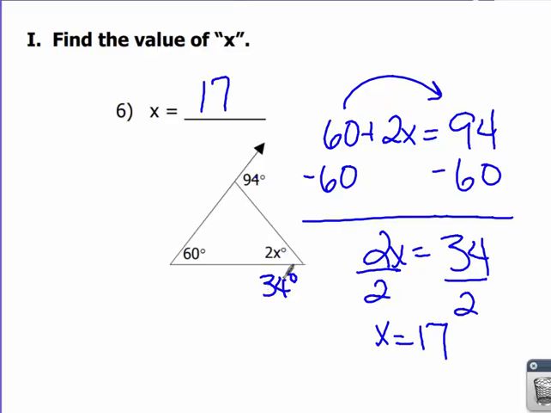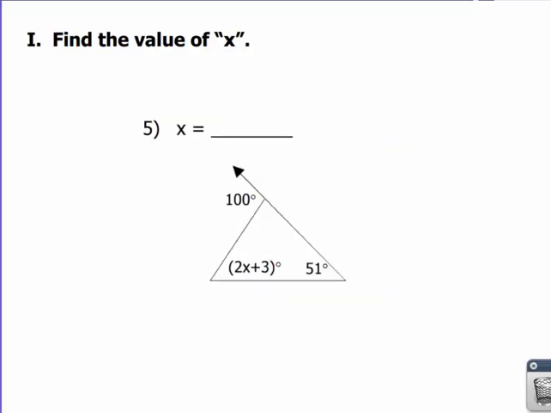Okay. So let's try one more. One more, a little bit more challenging. Let's see if we can do this one. I'll pause the video and see if you can find x for me. Okay, let's see how you did.